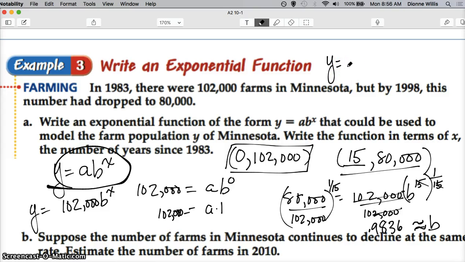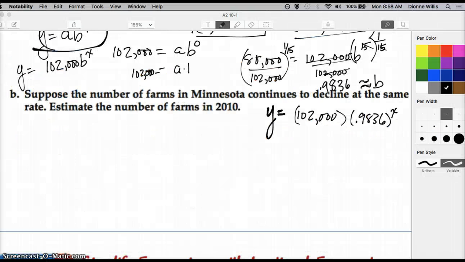So a being 102,000 will be multiplied times b, which is 0.9836, and I'm going to raise that to the x power. So the next part of our mission with this problem is to use that information to compute what would happen with the number of Minnesota farms if this rate of decrease continued, and we're estimating that value for 2010.